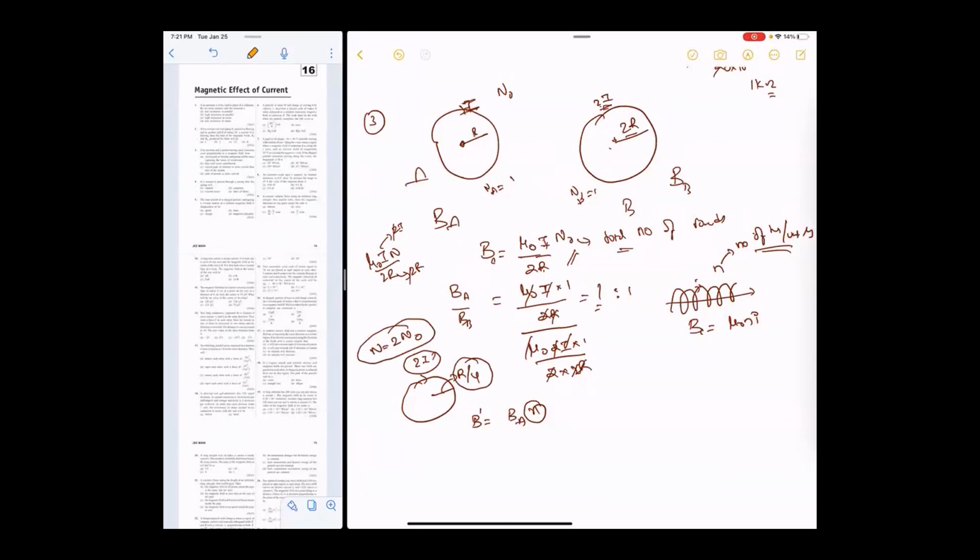So no need to write this formula and everything; it's a waste of time for us because you know the logic now. Just write the formula: B is equal to mu naught n naught I by 2R. Now n has become how many times? 2n naught. Current has become how much? 2I. Radius has become R by 4. 4 goes to the numerator. So 2 into 2 into 4, 16 times.